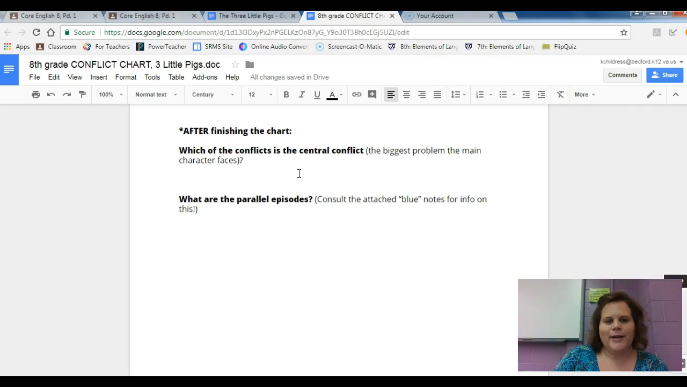Down here at the bottom, after you finish the chart, you're going to talk about which of the conflicts is the central conflict, what's the main problem throughout the entire story. And then you're going to look at this thing called parallel episodes, which is pretty high level, but you're going to have some notes attached to this assignment that are kind of blue. It's a PDF, and if you kind of review the plot and scroll down through it, there's a section on parallel episodes, which will help you a lot.